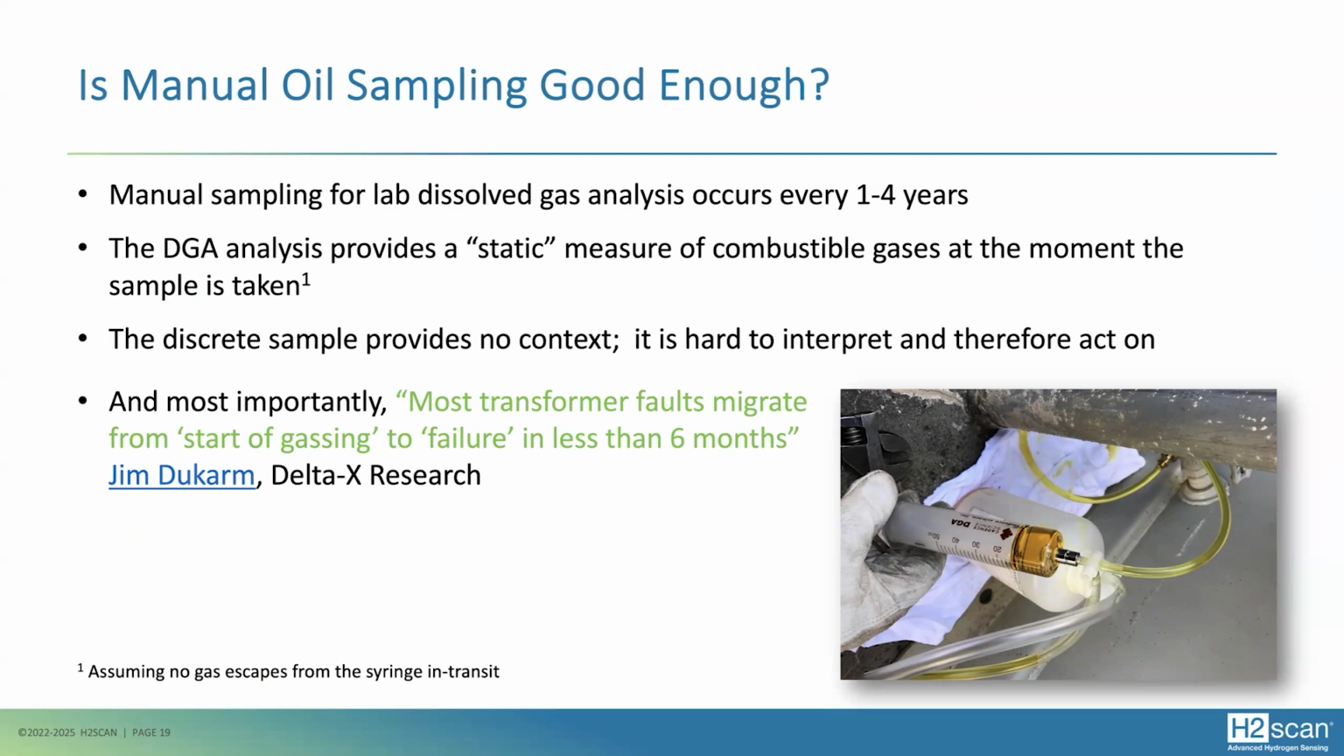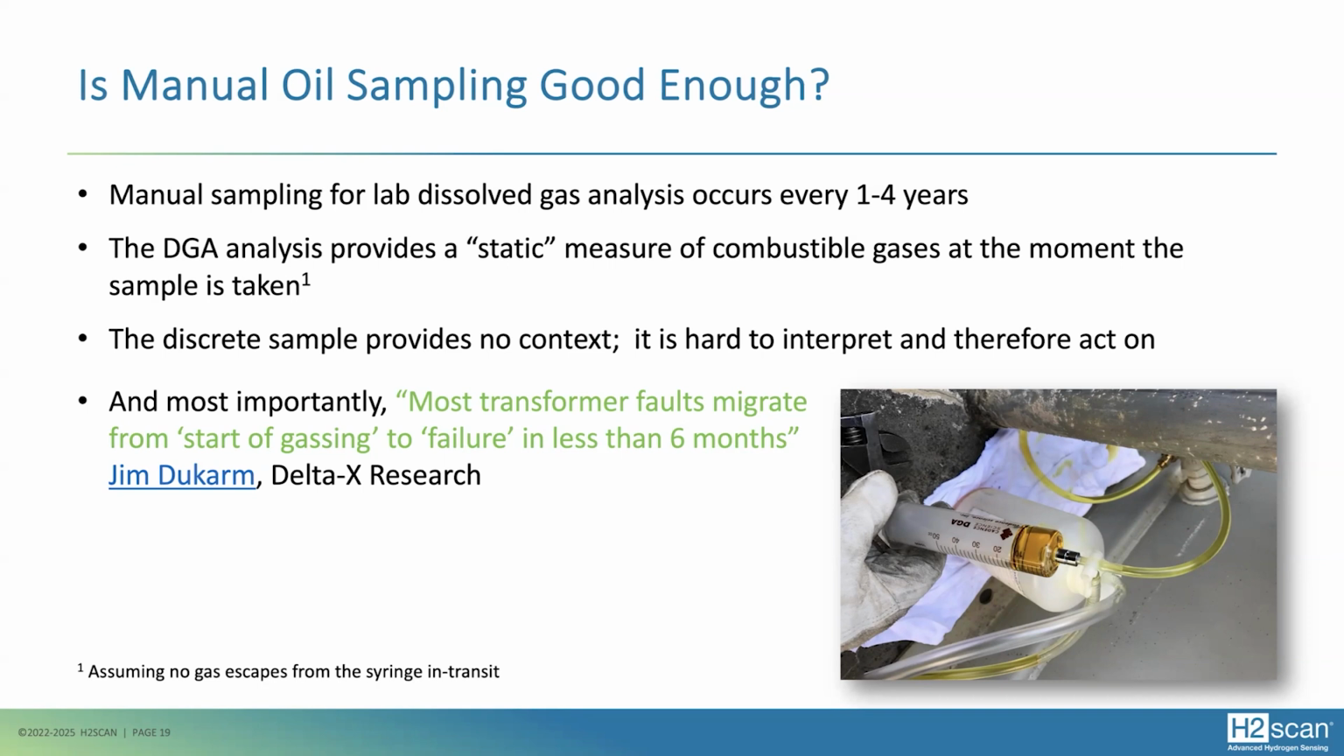that were preventable? Manual sampling for lab dissolved gas analysis usually occurs every 1, 2, 3, or 4 years. A lot of people we speak to simply don't do it. They don't have the resources. They don't get down to it. There's always a higher priority. There's always a bigger dragon to slay. So sometimes it just doesn't get done.